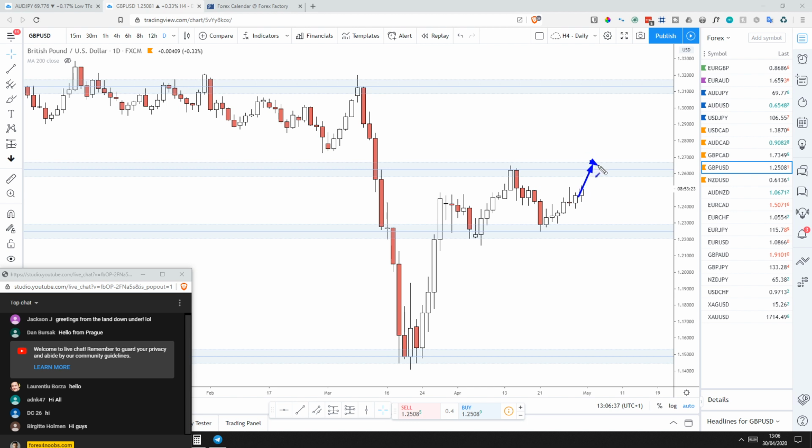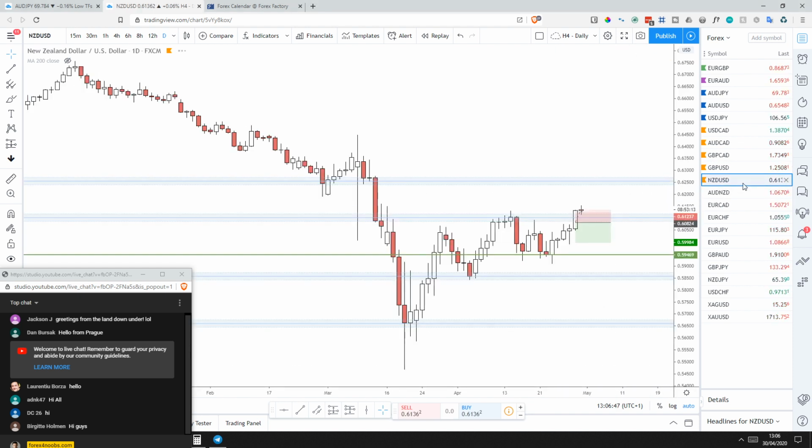I'm looking forward to what happens when it hits this resistance area, because I think there's a very good chance of a nice reversal there. It's just taking its time to get there.